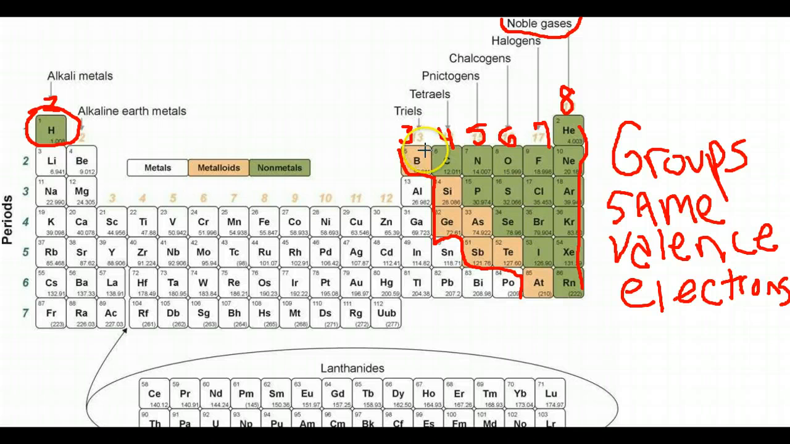Now if we look over here at the green elements, we see that they are non-metals. They're often gases, but not always. Sulfur can actually be found as a solid. Non-metals are poor conductors of electricity. They are brittle, which means they break easily, which means that they're not malleable, they're not easily able to bend, and if I can't bend them, I can't make them into wires, so they're not ductile.